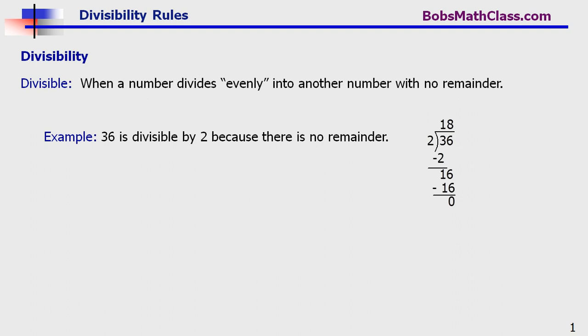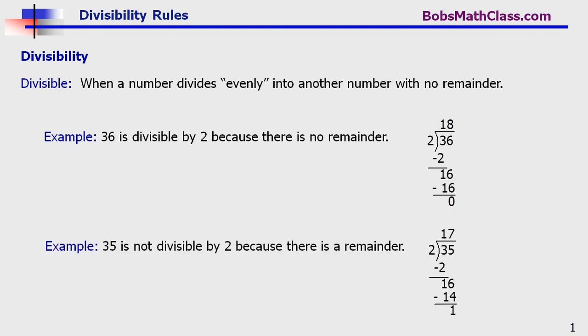If you divide 2 into 36, the quotient, or the answer, is 18 without a remainder. So 36 is divisible by 2. It divides into the number evenly without a remainder. A number like 35 is not divisible by 2 because there is a remainder. Divide 2 into 35, the quotient is 17, but we get a remainder of 1.